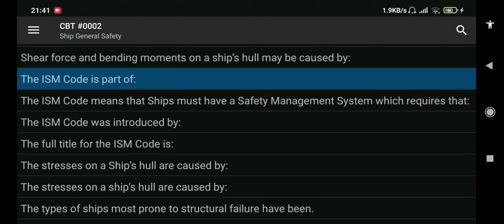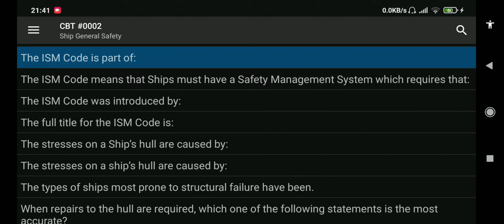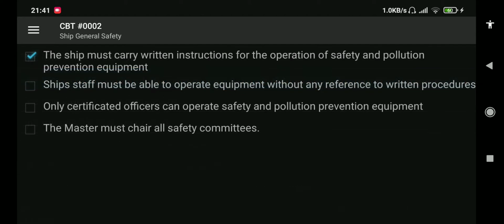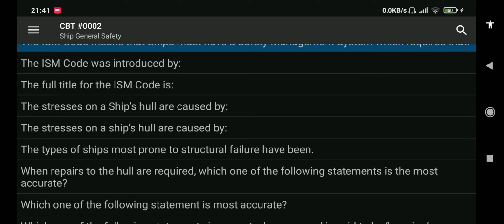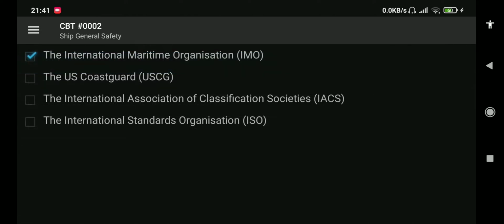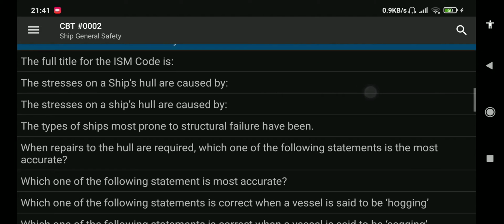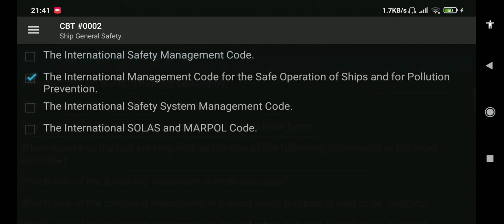Always remember that. Next, the ISM Code means that ships must have a safety management system which requires that the ship must carry written instructions for the operation of the ship's pollution prevention equipment. Okay. Next, the ISM Code was introduced by the International Maritime Organization, or the IMO. The full title of the ISM Code is the International Management Code for the Safe Operation of Ships and Pollution Prevention. That is the full title of the ISM Code.